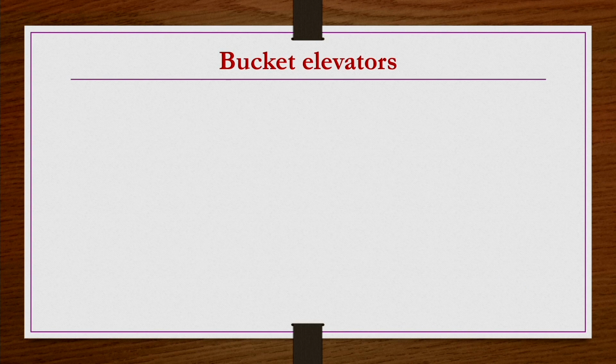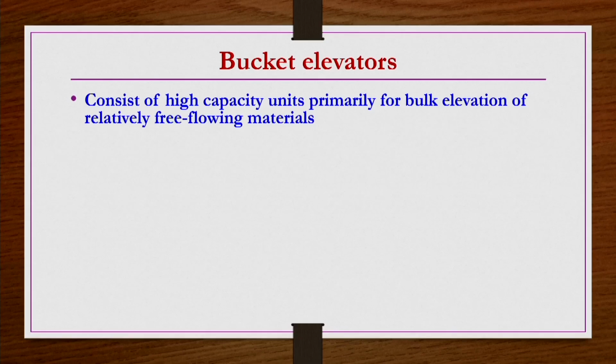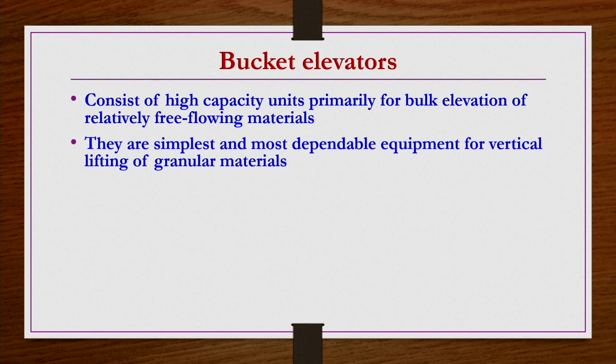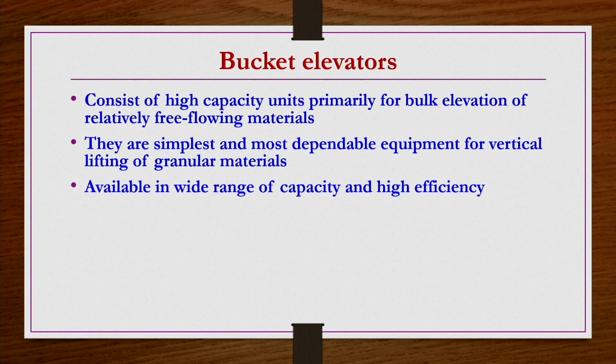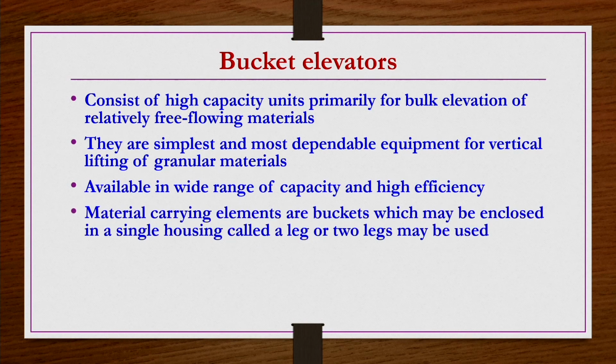Next is the bucket elevator. In bucket elevators, buckets are mounted onto chains, and these chains rotate in a vertical direction, so that the material can be transported vertically. They consist of high capacity units primarily for bulk elevation of relatively free flowing material. They are the simplest and most dependable equipment for vertical lifting of granular materials. They are available in a wide range of capacity and high efficiency.